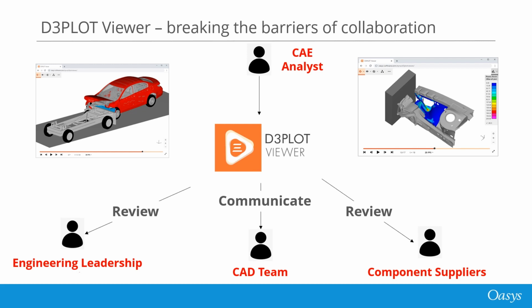You can share your results. You can share a D3 Plot Viewer link. It's a web-based application, and you can share it with whoever you want to on your team. So you can share it to engineering leadership, for example, for a quick review. You can communicate it to the CAD team so that they can feed back and make any required changes to the design. And you can feed it back to your component suppliers, for example, and say, look, this is how the seatbelt or the airbag or something is behaving, and ask for their help and advice on setting up any changes that might be required in the model.